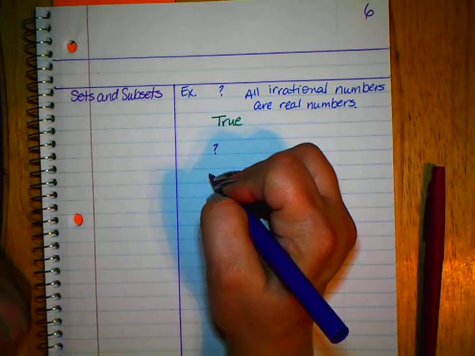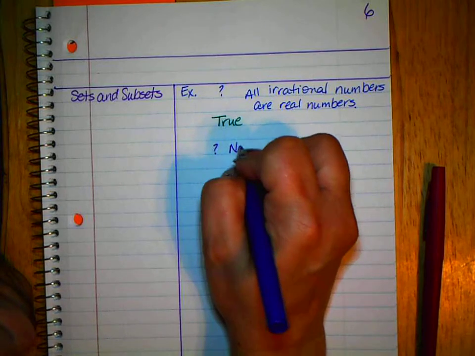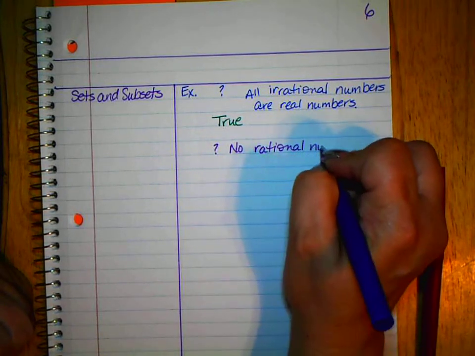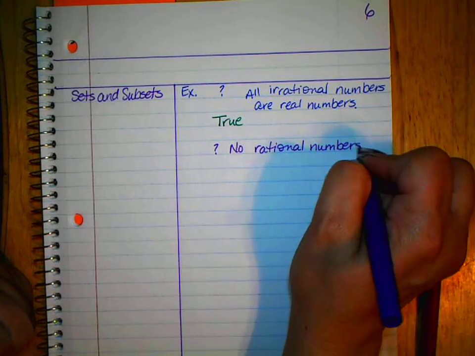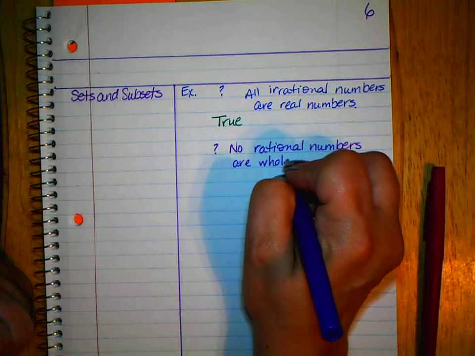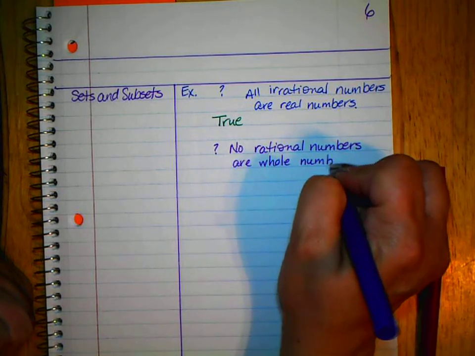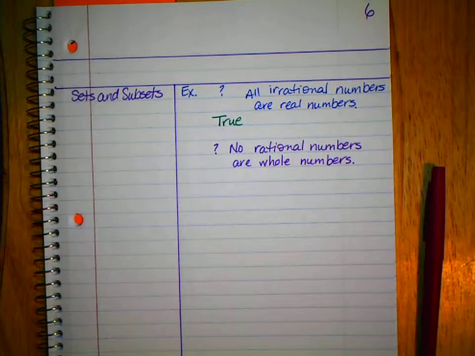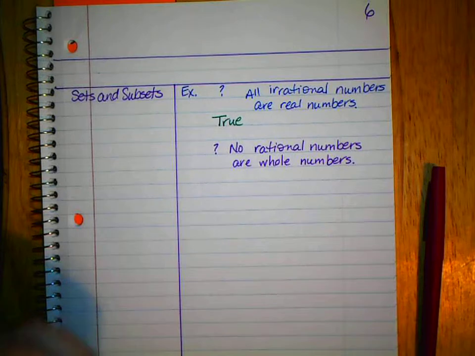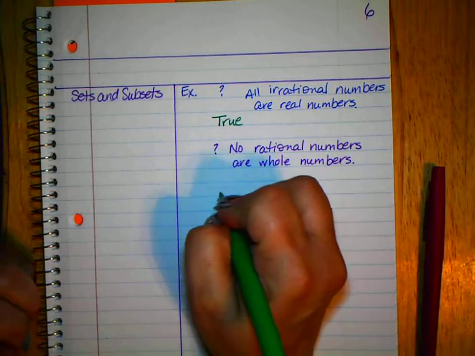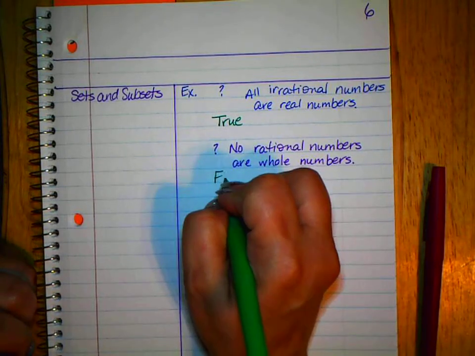Another statement might be, no rational numbers are whole numbers. And you have to think about that statement a little bit. It's saying that there are no rational numbers that are whole numbers. But if you look at the diagram, whole numbers exist inside the set of rational numbers, so this one we would say is false.